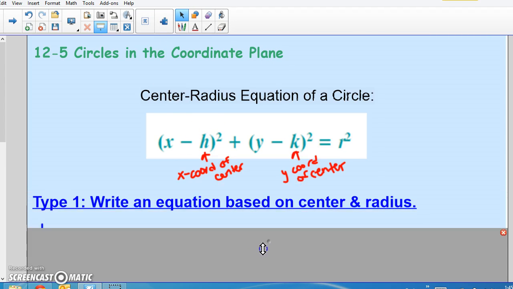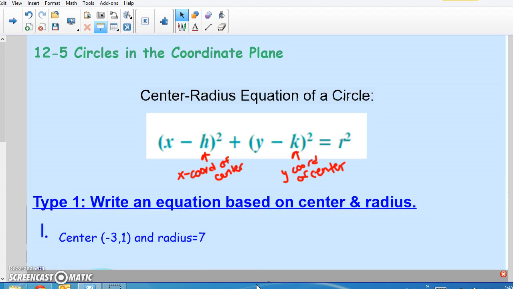So if we have a problem that looks like this, and we're going to see a few different types in this video, it says to write an equation based on the center and the radius. So we know that the center is (-3, 1), and the radius is 7. That basically means we have all the variables we need. X and y are going to stay in our equation, just like when we write the equation of a line, x and y stay in those. So we know that h is -3, k is 1, and r is 7. So it's literally just a matter of taking those values and plugging them in. And on Monday we'll talk about why we're actually doing this and how to graph these circles.